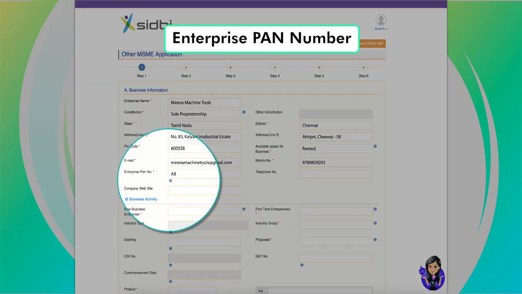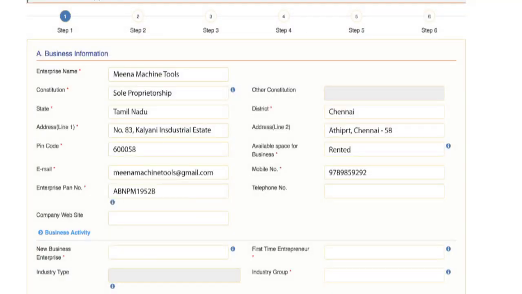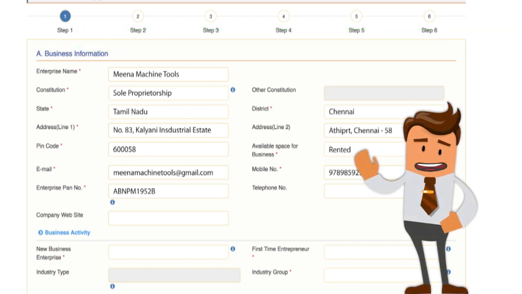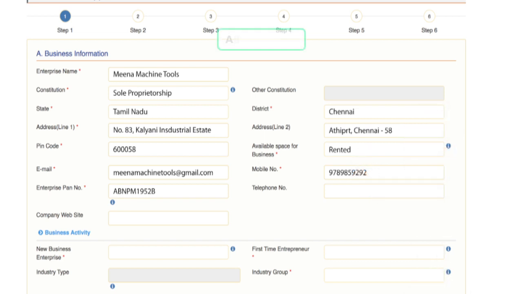Enterprise PAN number. The permanent account number of the enterprise has to be entered. For the proprietary concern, the PAN of the proprietor may be entered. Being a mandatory field, it is of utmost importance that the applicant fills it properly. It is a unique 10-character alphanumeric identifier issued to all judicial entities identifiable under the Indian Income Tax Act.